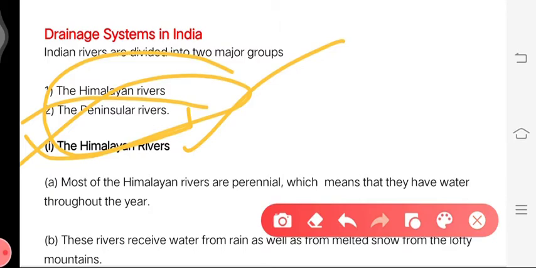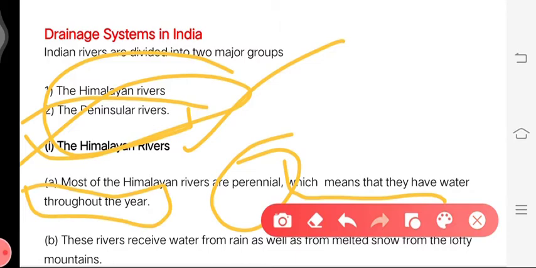Most of the Himalayan rivers are perennial, which means that they have water throughout the year. This water comes from the rain, as well as from melted snow, melted by a glacier or any other source of snow. These rivers get water from the melted snow and rain.